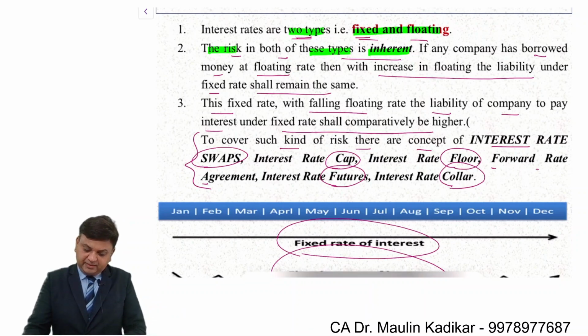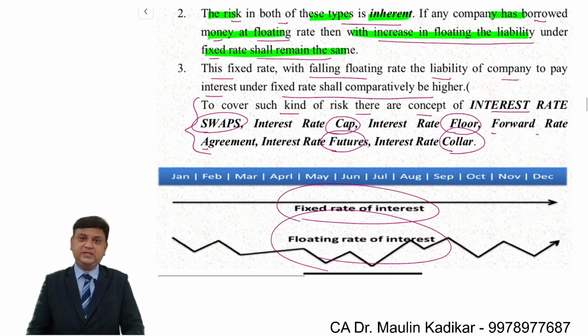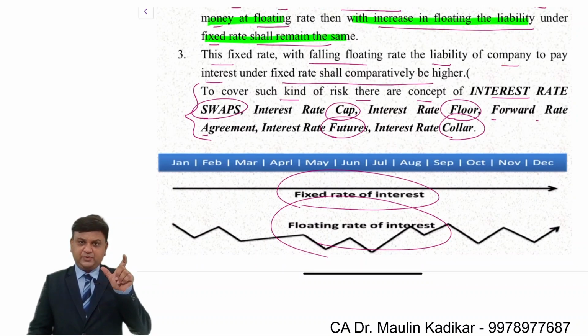If any company has borrowed money at the floating rate, then with the increase in the floating rate of interest, the liability will increase, and under the fixed rate it is going to remain the same. So they have provided an explanation.